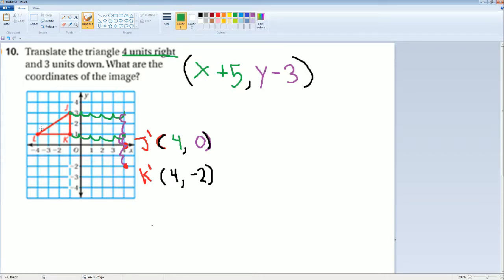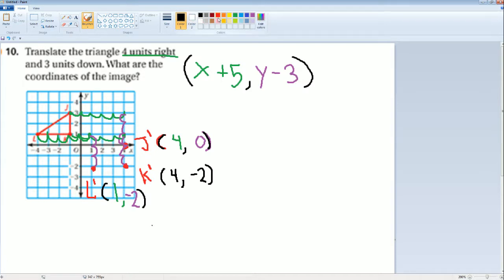Let's grab the L here. So that is 5 to the right: 1, 2, 3, 4, 5. Then we go down 3: 1, 2, 3. This is the new image for L prime. The new value for L: right here, the X value is 1, and the Y value is negative 2. Good.